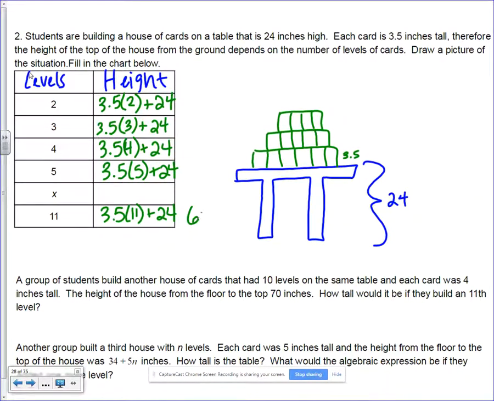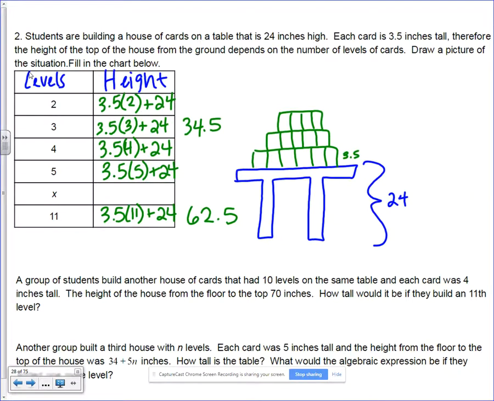Mine is 62.5. Should I put a 0 on the 62.5? No, we're not talking about money, so we don't need to put a 0 on there. Quentin, you got a number for me? Say it again. 34.5, and you guys were 3 levels, correct?